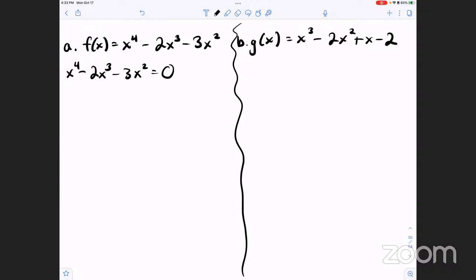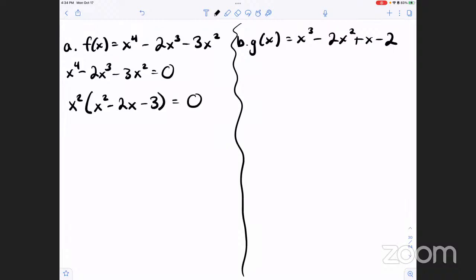If we're factoring something of this nature, the first thing we want to ask ourselves is, is there a greatest common factor? And there is. It looks like all the terms have one. Can somebody identify the GCF? What is it that all three terms have in common here for part A? So they all have x squared, all right? If we factor x squared from each term, we're left with x squared minus 2x minus 3 equals 0.